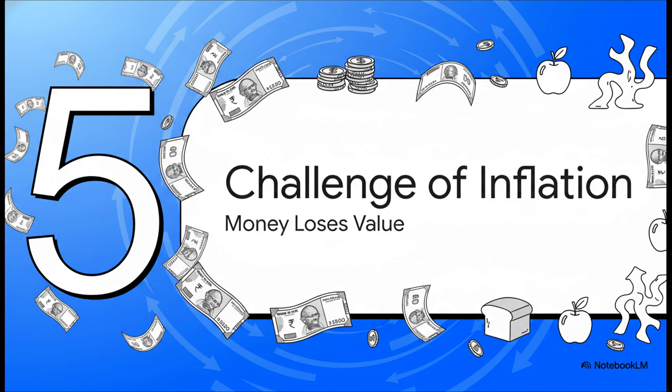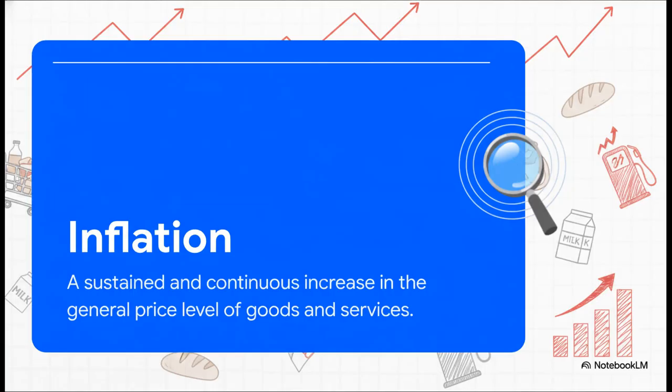But what happens when that money the RBI prints starts to lose its purchasing power? You know that feeling when 100 rupees just doesn't buy what it used to a year ago? That, my friends, is inflation. Now, to be really clear, inflation isn't just a one-time price hike on a single item. The key words here, as you can see, are sustained and continuous. It's when the general level of prices for most things just keeps on rising over a period of time.